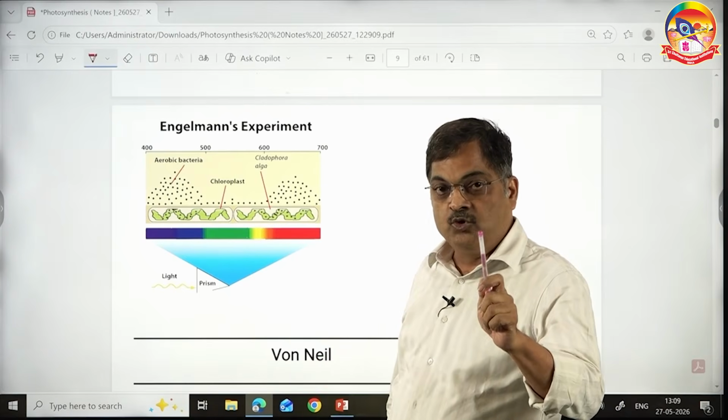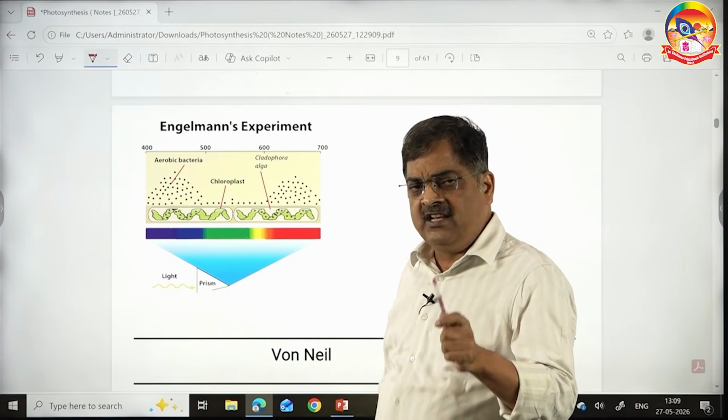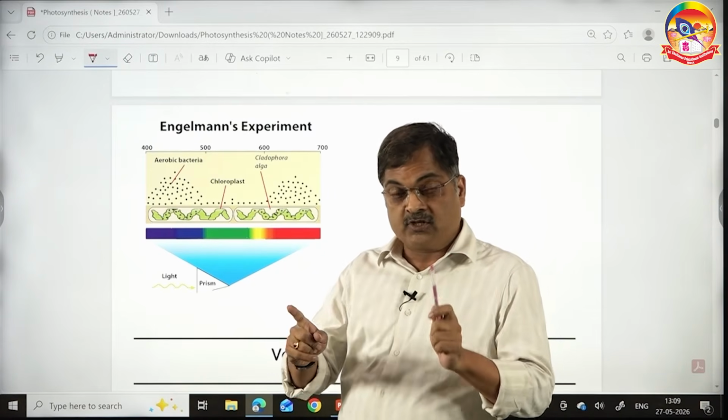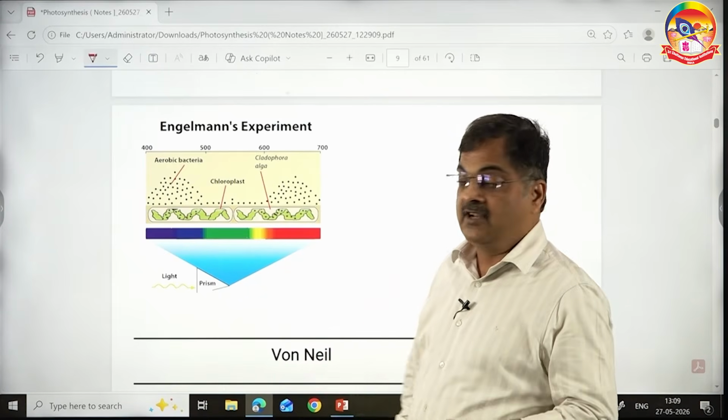And what is the alga used by him? Cladophora. What is the alga used by Calvin in his experiments? Chlorella. So these 2 examples are important. The alga used by Engelmann is Cladophora, by Calvin is Chlorella.